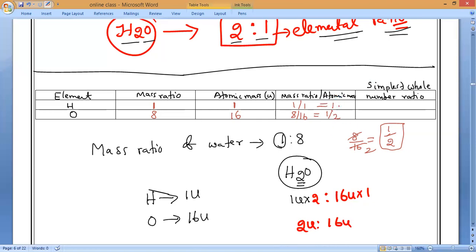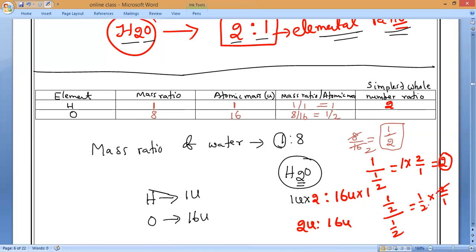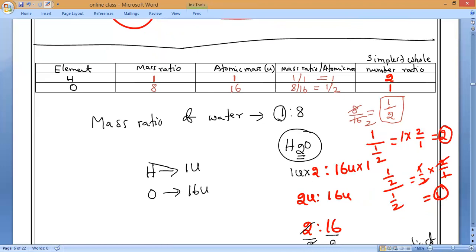What is the smallest one here? 1 or 1 by 2? 1 by 2, sir. First one, 1 divided by 1 by 2, which is equal to what will come? Everybody can tell me. 1 into 2 by 1, which is equal to 2. Is it yes or no? So 2 will come here. Second one, 1 by 2 divided by 1 by 2, which is equal to 1 by 2 into 2 by 1. So all will get cancelled. What is remaining, Hari? 1 is remaining. So 1 will come. So that is the thing.